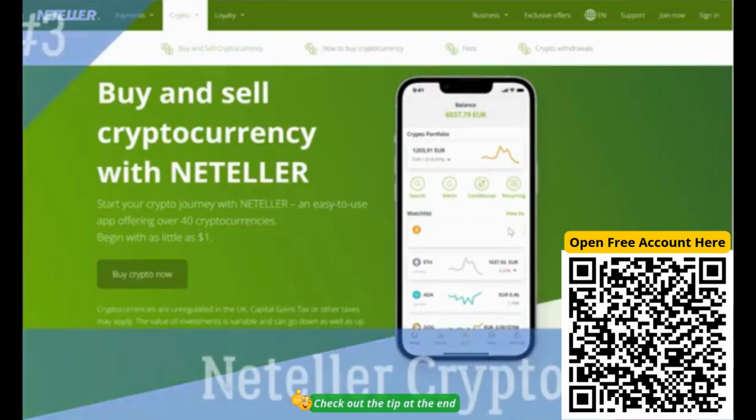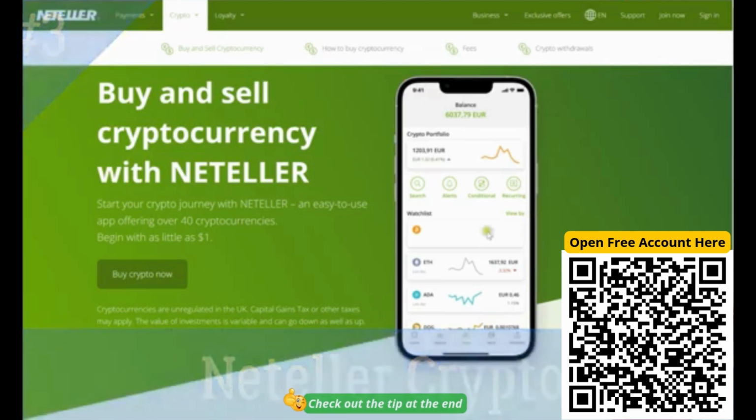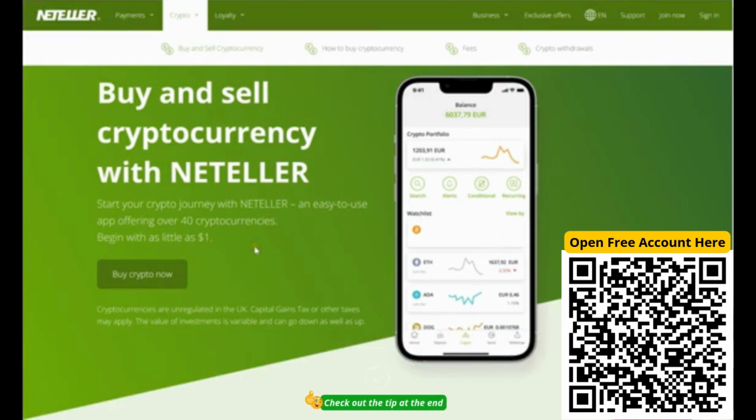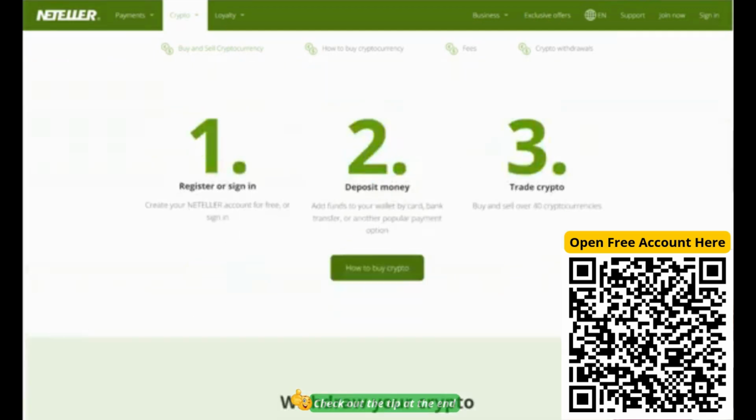As I said before, you can buy and sell cryptocurrencies with Neteller. The 40 biggest ones are available in the app to buy and sell, or you can even do it by using the website. And the good thing is that you can begin with as little as $1, so you can diversify in different cryptocurrencies. You create an account, you deposit, and then you can trade crypto.